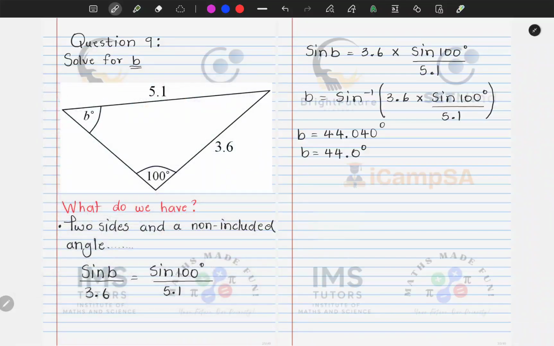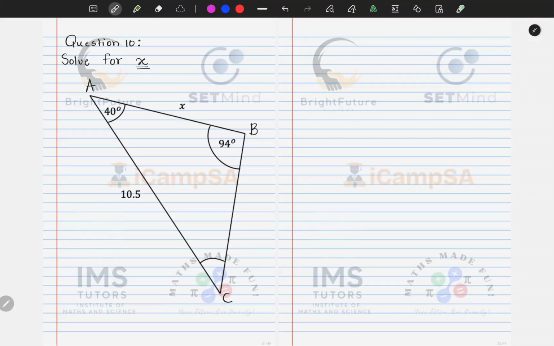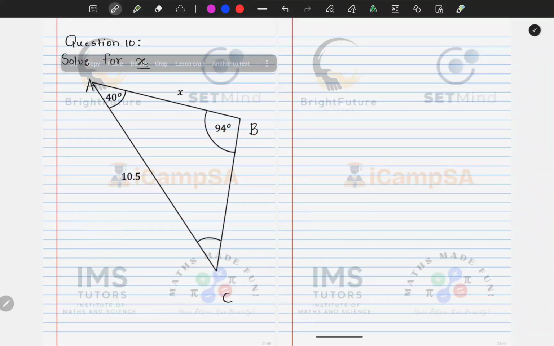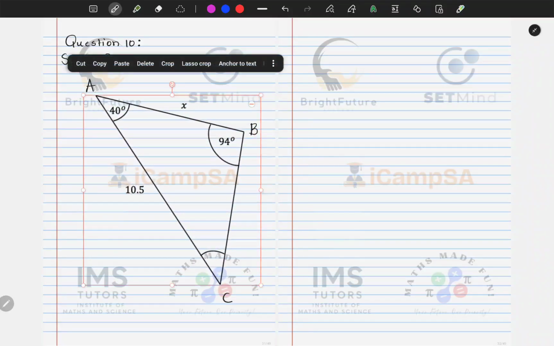So that is how we obtain that. Okay, let's have a look at this last question that requires us to solve for x. So x happens to be a side that is opposite angle C, but we don't know angle C, but we have the other two angles. So maybe the first starting point should be finding angle C.